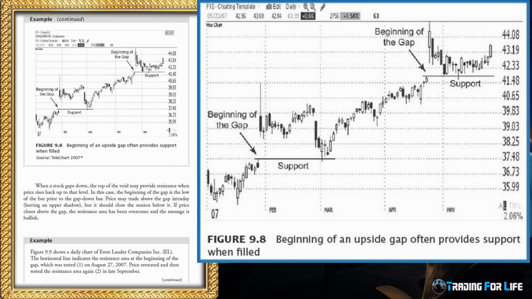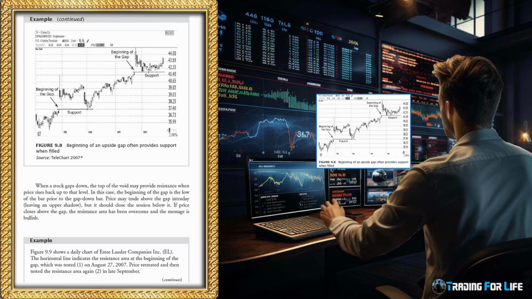When a stock gaps down, the top of the void may provide resistance when price rises back up to that level. In this case, the beginning of the gap is the low of the bar prior to the gap down bar. Price may trade above the gap intraday, leaving an upper shadow, but it should close the session below it. If price closes above the gap, the resistance area has been overcome and the message is bullish.